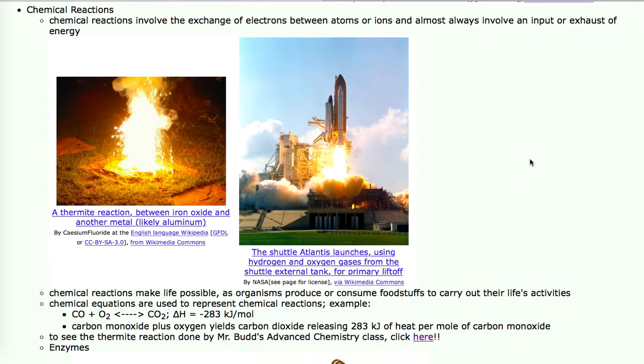So here I'm going to talk about chemical reactions. This is one of the last topics of this unit. Chemical reactions are where atoms exchange electrons between them. Almost any time electrons move from atom to atom, there's some kind of an energy exchange that takes place. And if the energy exchange is in the negative, the energy is released away from the atoms and away from the electron. If it's in the positive, the atoms and the electron absorb energy from the surroundings.